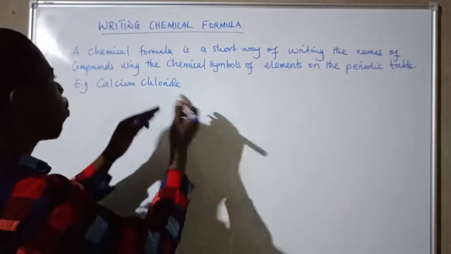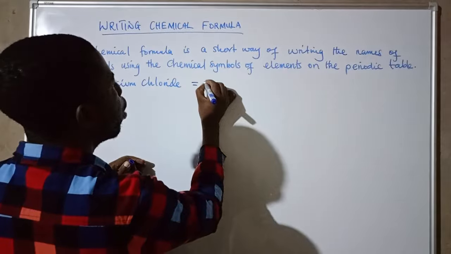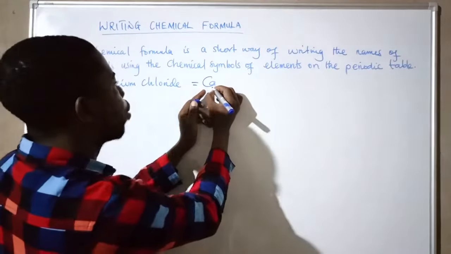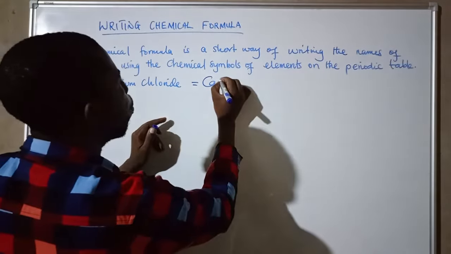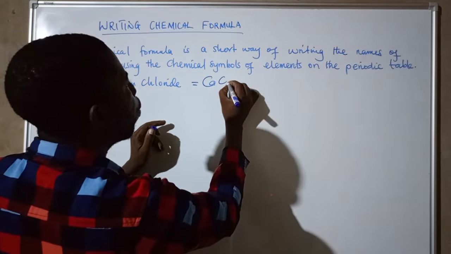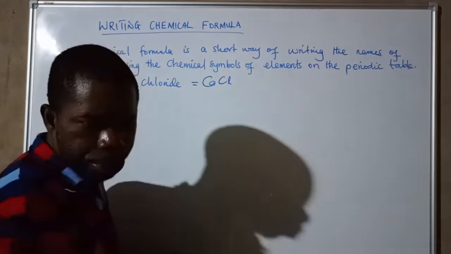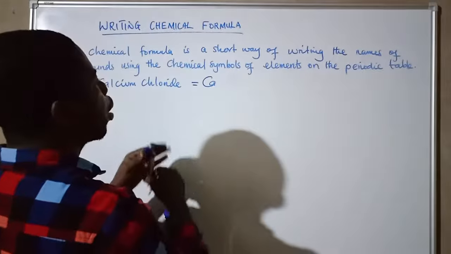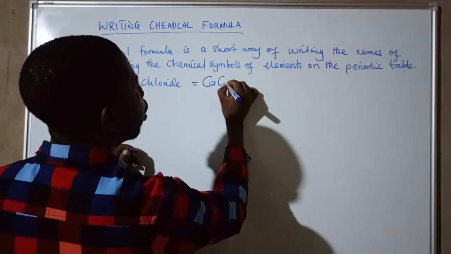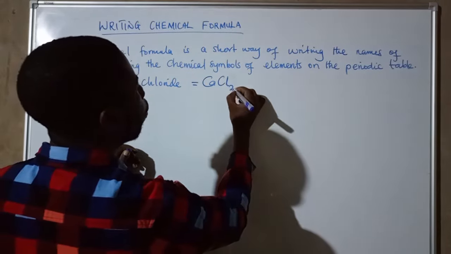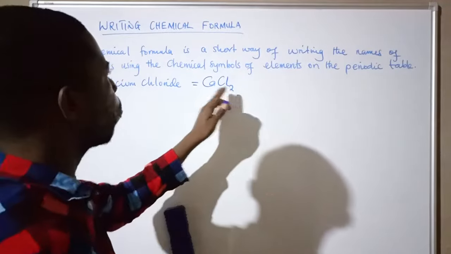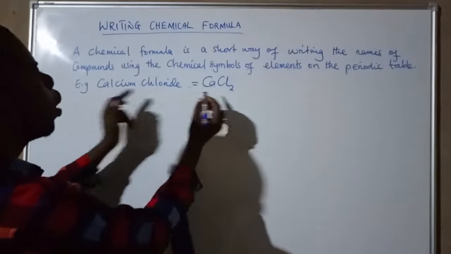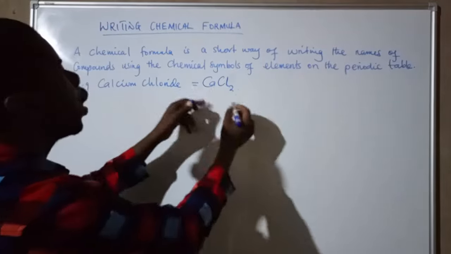Calcium chloride is written as the symbol for calcium, capital C and small letter a, and then the symbol for chlorine, capital C and small letter l, and a 2 down here. Sorry, let me write it properly. Now, this is calcium chloride. It is a short word. When you look at calcium chloride in words, it is a long word, but when you look at this one, it is a short word.